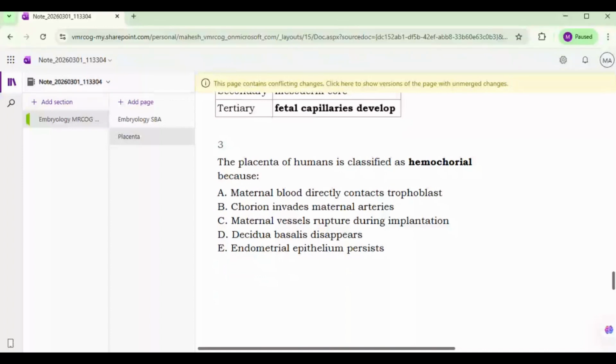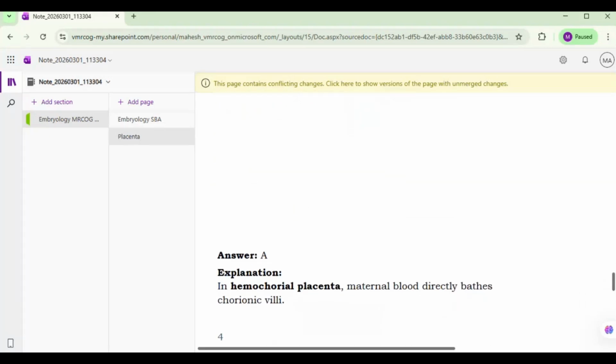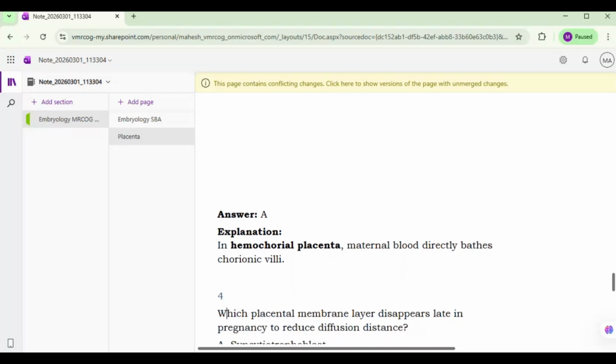The placenta of humans is classified as hemochorial because maternal blood directly contacts trophoblast. Chorion invades maternal arteries. Maternal vessels rupture during implantation. Decidua basalis disappears, endometrial epithelium persists. Maternal blood directly contacts trophoblast. So in hemochorial placenta, maternal blood directly bathes chorionic villi.